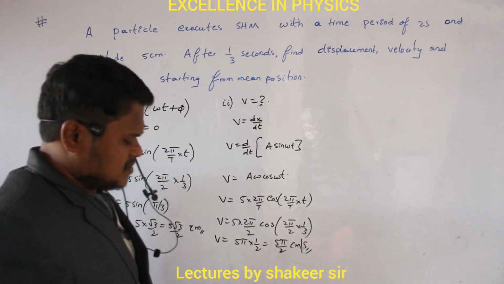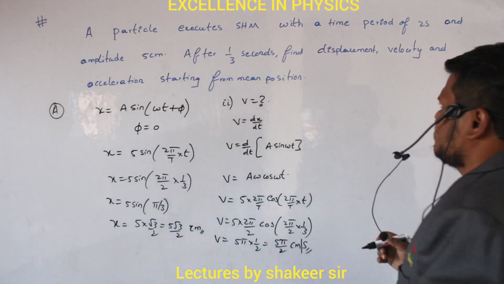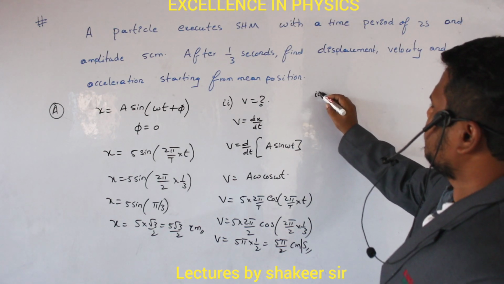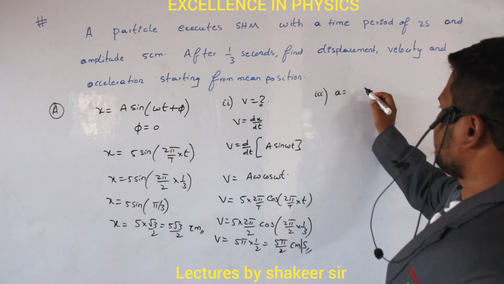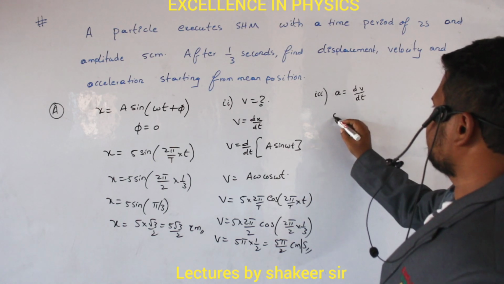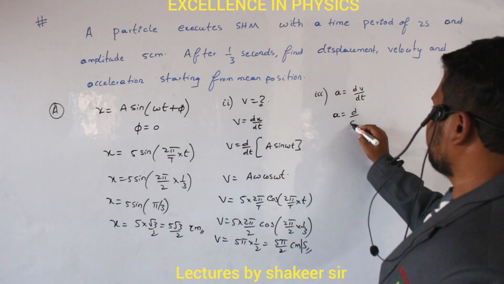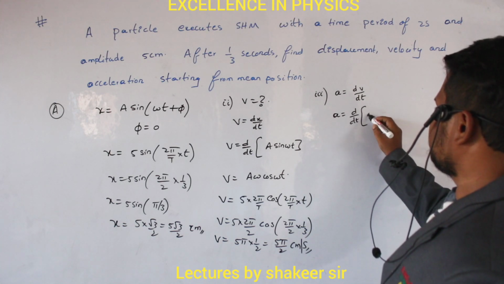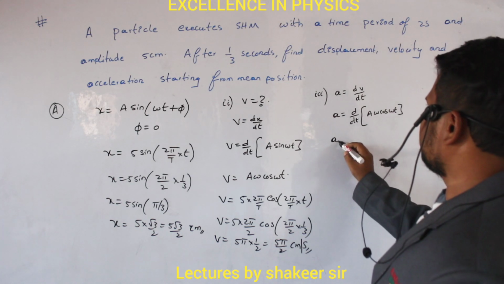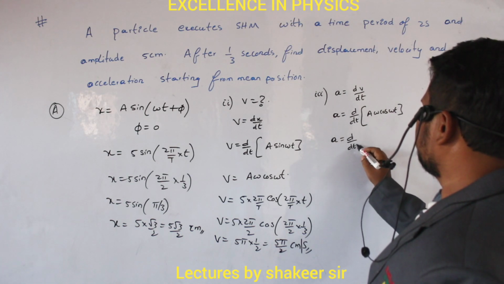Clear? Let us see next, the third one, which is acceleration. We are also supposed to find that. So let us see how we can calculate the acceleration of the particle. Acceleration is the differentiation of velocity with respect to time. Clear? So a is equal to d by dt of velocity. Velocity is A ω cos ωt. Therefore, a is equal to d by dt of A ω cos ωt.